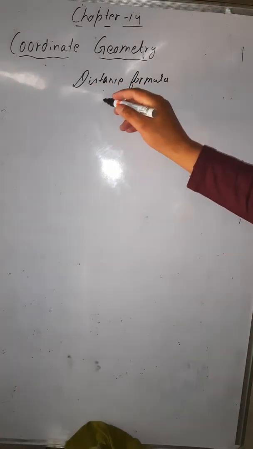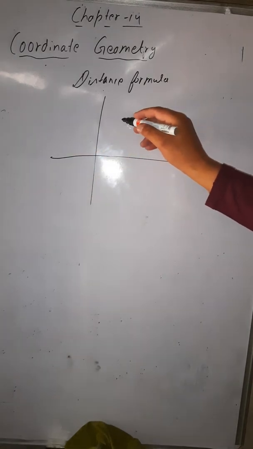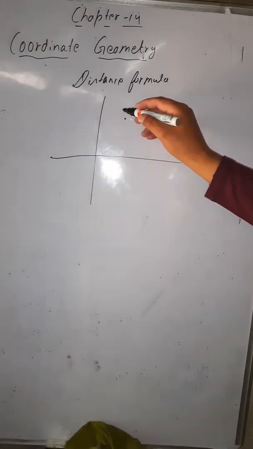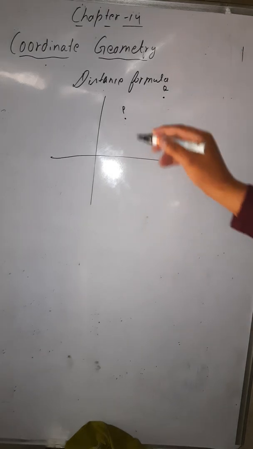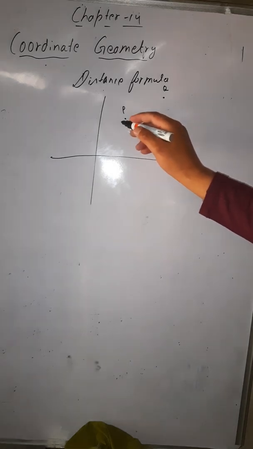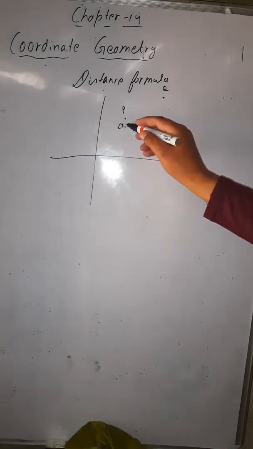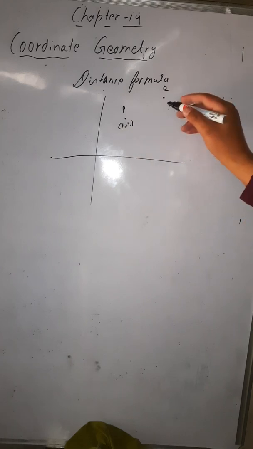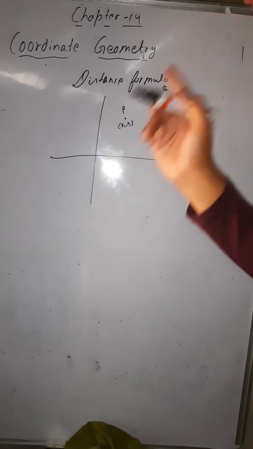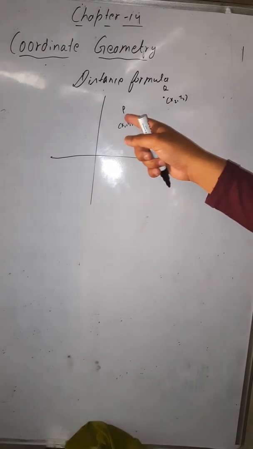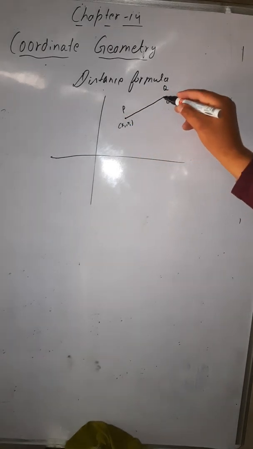Let's say we have an xy plane here. Now we have 2 points. Let's say this is the point P and this is the point Q. The coordinates of point P are x1 comma y1, and the coordinates of point Q are x2 comma y2. Now we have to find the distance between PQ, this distance.